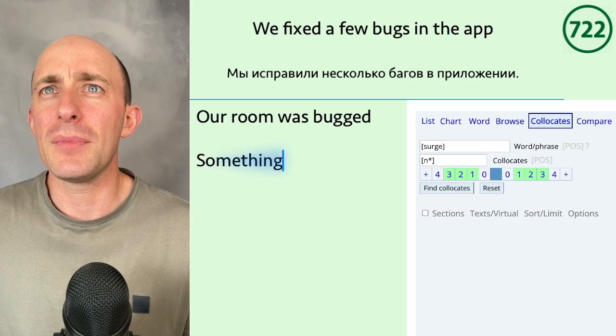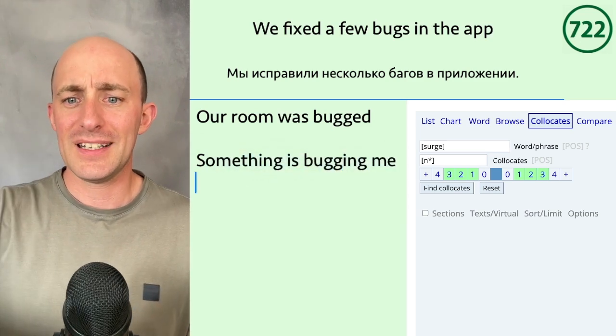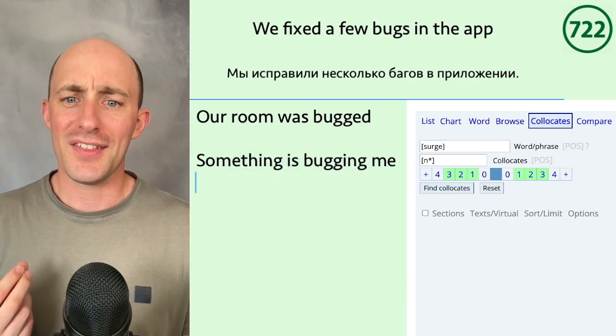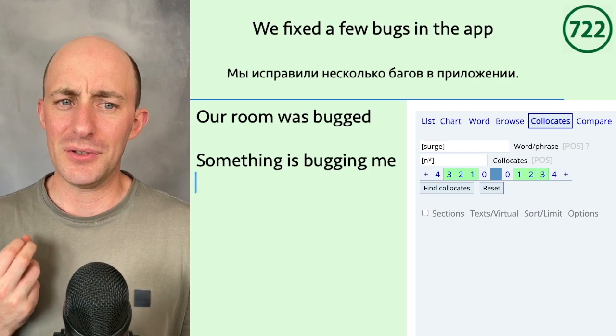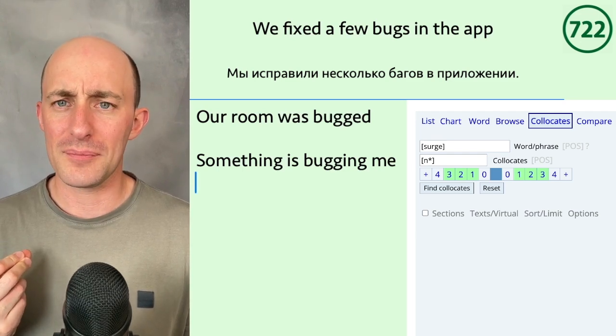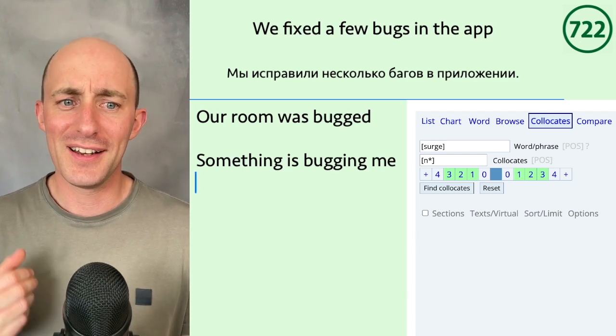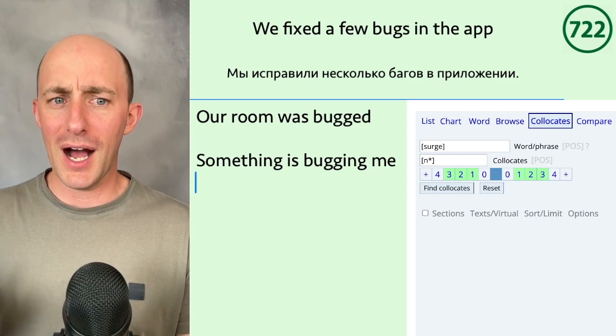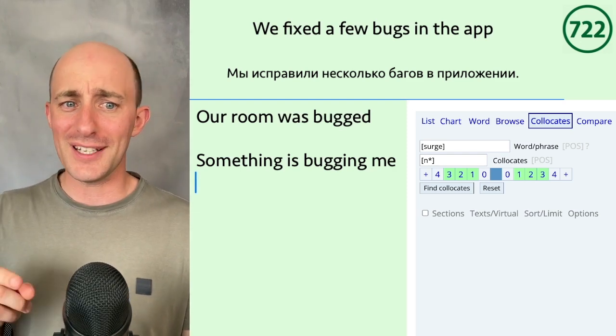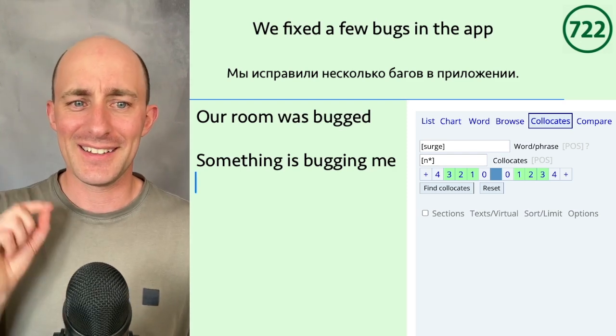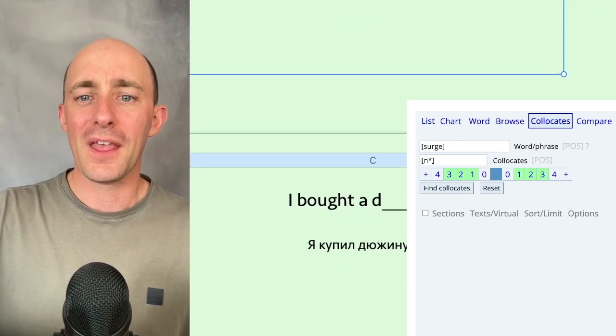You can also say, something's bugging me. And if something is bugging me, then it's annoying me. It's bugging me. So there you go. Bugs, bug, but some other uses of bug which are not cognate. So something interesting, I hope.